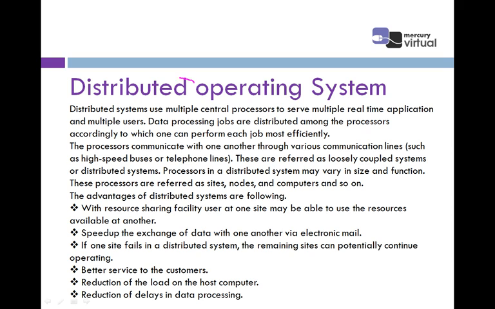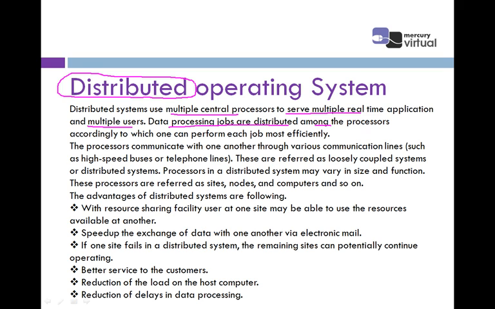As the name suggests, distributed means the same operating system is occupied or distributed by multiple users. Distributed systems use multiple central processors to serve multiple real-time applications and multiple users. In simple terms, a distributed system uses multiple, that is more than one, central processors. Central processor means that it is common to more than one person, to serve multiple real-time applications and multiple users.